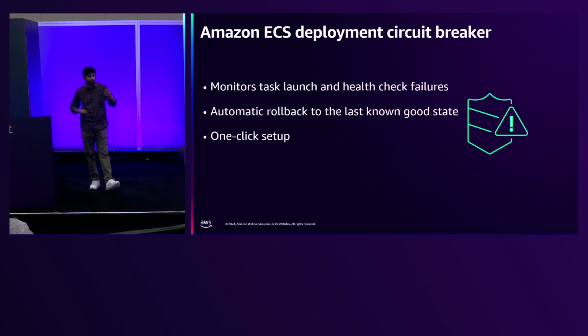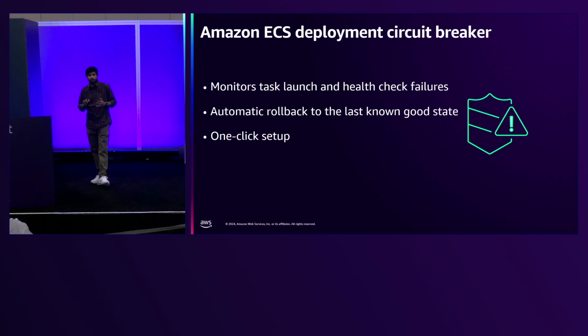So with that, Amazon ECS offers Amazon ECS deployment circuit breaker. So when you're using rolling deployments, deployment circuit breaker will automatically monitor the task launch and health check failures of the new deployment. So let's say there is a problem with the new deployment, it will automatically roll back to the last known good state. So how does it know even the last known good state? If you see in your deployment history, you will have a deployment that is in completed state.